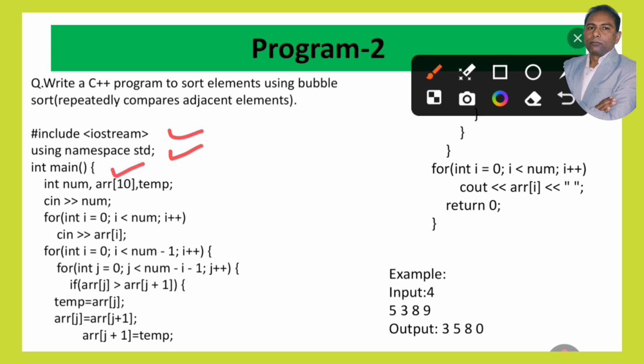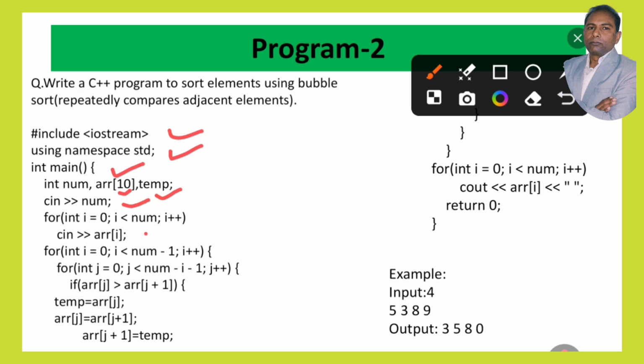Then we have taken num as the number of elements in the array. Then we have made one array of 10 elements maximum. Then we have taken one temporary variable for the exchange of the elements, if an element is greater then we have to exchange it. Then we are asking the user to enter the number of elements of the array, so we are writing cin >> num.